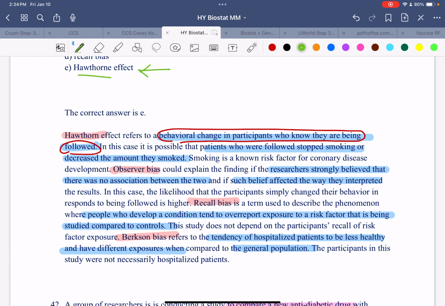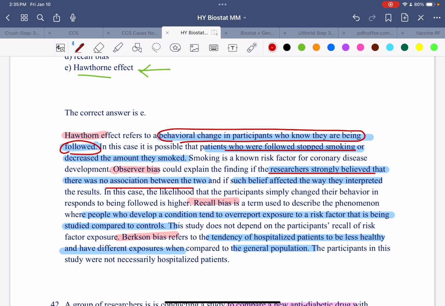The behavioral change in participants who know that they are being followed is known as the Hawthorne effect, right? So the patients who were followed either stopped smoking or decreased the amount that they smoke. Whereas if the researchers strongly believe that there is no association, or that there is an association, and their thinking affects the results of the study, this is known as observer bias.